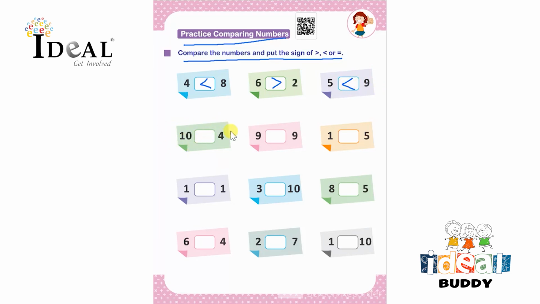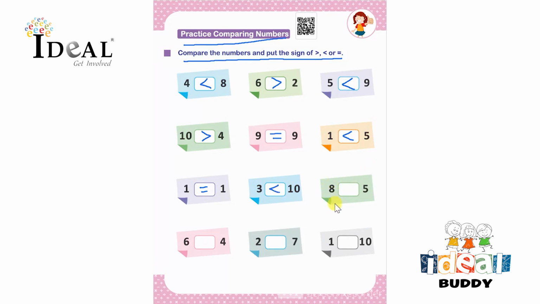Here it's 10 and 4. So 10 is greater than 4. Next is 9 and 9. So 9 is equals to 9. 1 and 5. So 1 is less than 5. After that it's 1 and 1. So 1 is equals to 1. Next is 3 and 10. So 3 is less than 10.